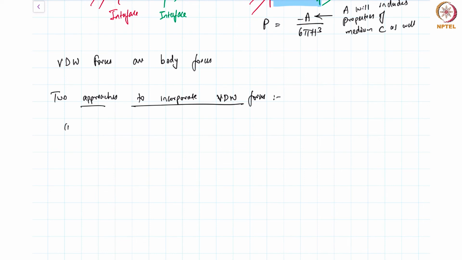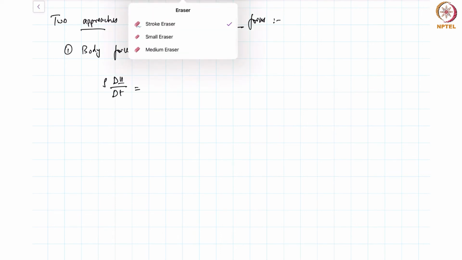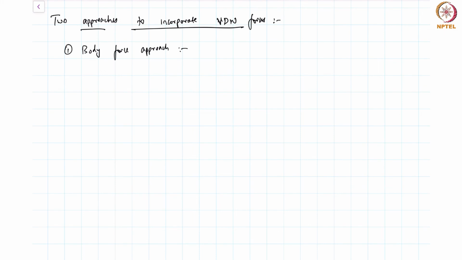So one is the body force approach. By body force approach, what we mean is we have the Navier-Stokes equations. We will now add a new body force. This is basically my additional force that we have introduced here as a body force term.